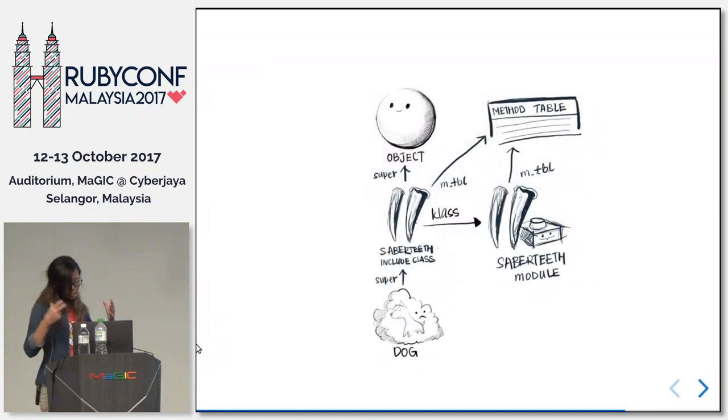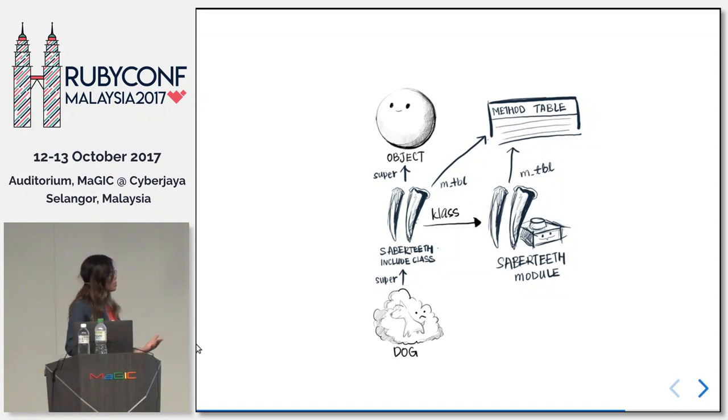Now, I should mention that because modules and include classes are just RClass structs, and RClass structs at the end of the day just have this class pointer, we know the class pointer of modules just points to Module with a capital M. So the class of SaberTeeth module is Module. But what about the class of our include classes? Well, as you can see from this diagram, the class pointer of our include classes just points to the module it was created from. And this is how our include classes keep track of the modules they were created from.